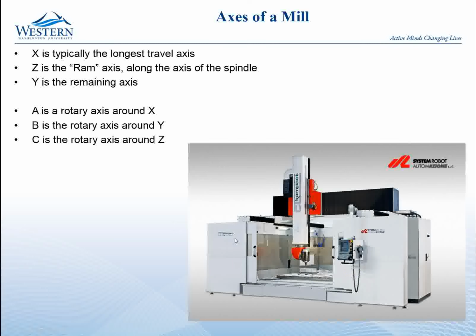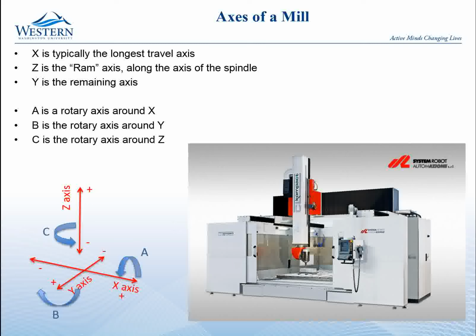So there's X, Y, and Z, and then if you have rotaries, A is the rotary around X, B is the rotation around Y, and C is the rotation around Z. Some tools will also have UVW, which are rotations. Sometimes that's put in because if the rotations are on the spindle, they'll be ABC, and if they're mounted on the table, they'll be UVW. It just depends on the nomenclature of the machine that you're using.